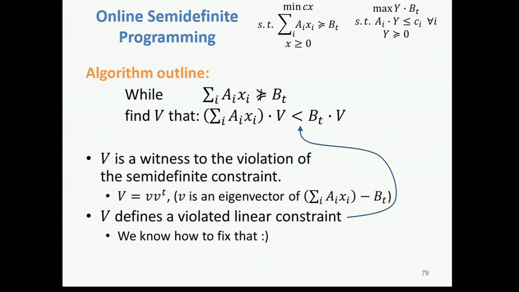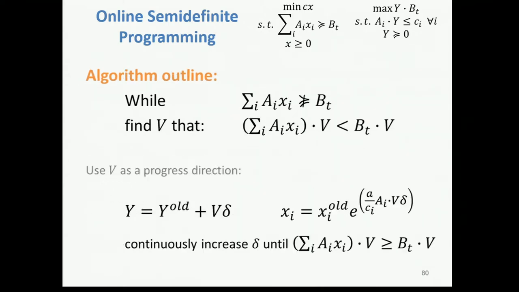If this constraint is violated, then there is a witness to this violation, which is a matrix V. This violation defines a linear constraint which is not satisfied. Well, we know how to deal with that. We just do a continuous update where we increase the matrix Y, that's a dual matrix, in the direction of V until this constraint is satisfied. There are several issues.